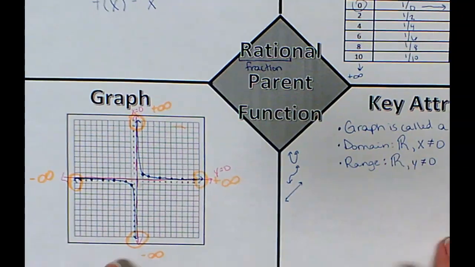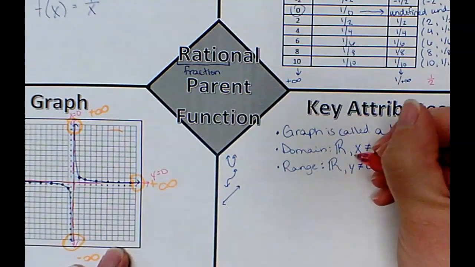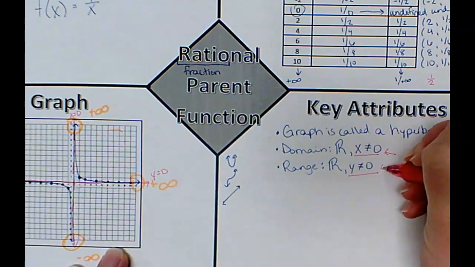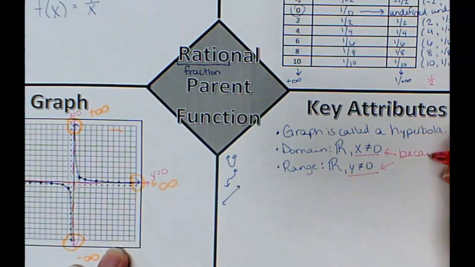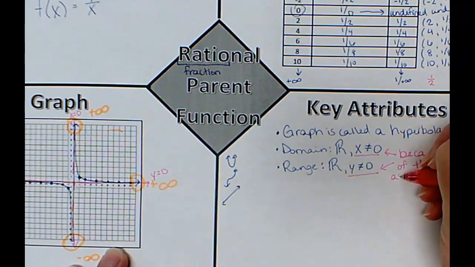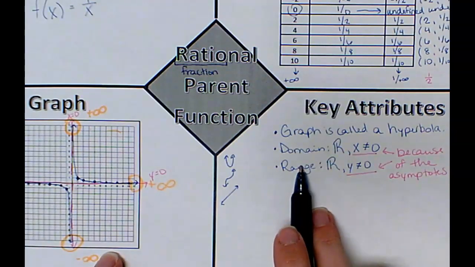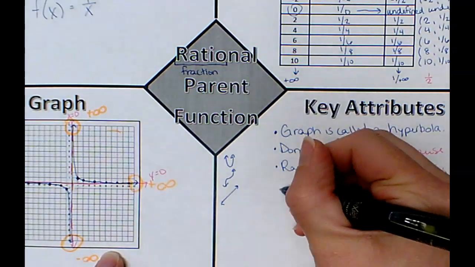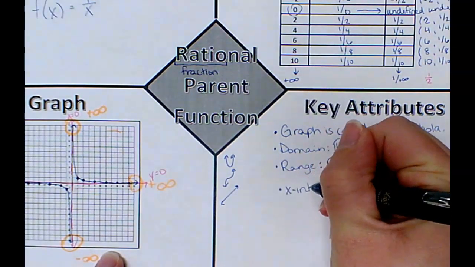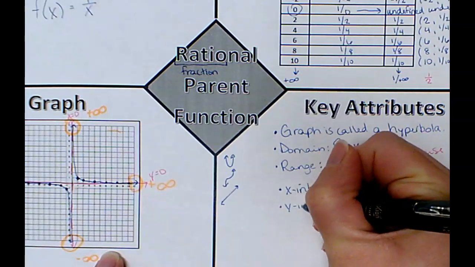So I'm going to go ahead and put that in my notes. Because of the asymptotes, you have to take those out of the domain and the range. Now, there's an interesting consequence when the domain and range are all real numbers except x and y can't be 0. So let's talk about the x-intercepts and the y-intercepts.